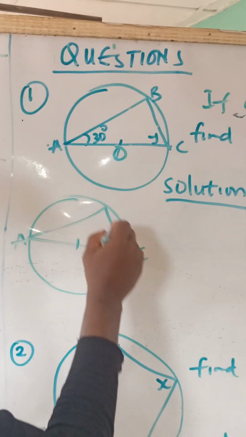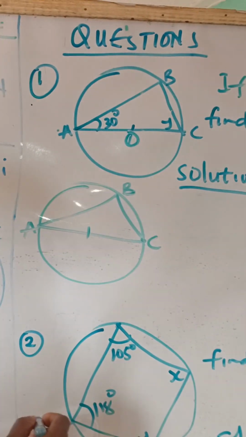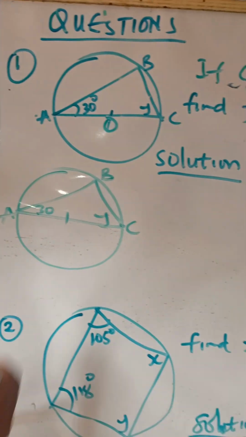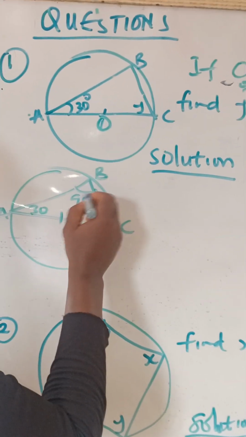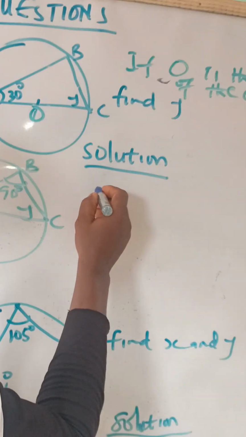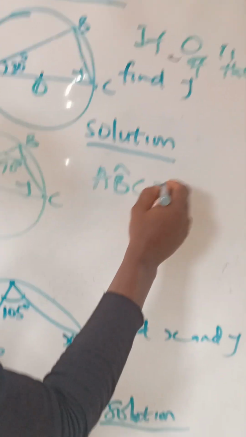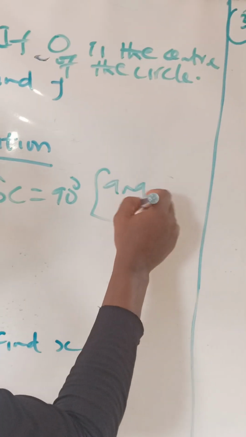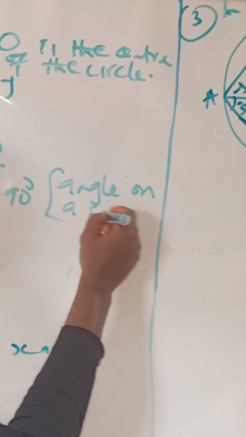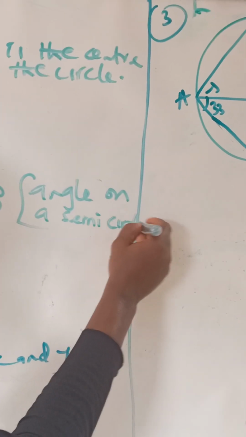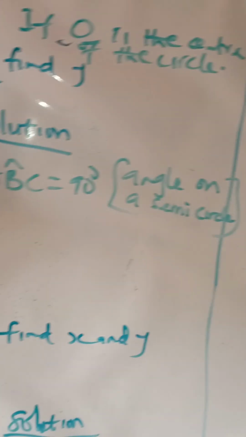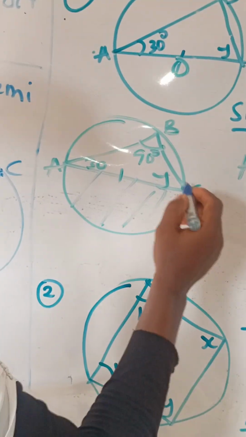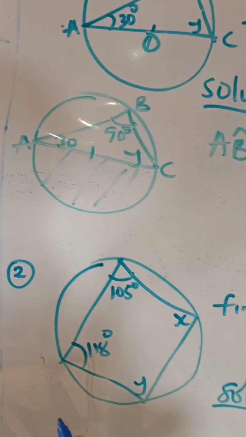And this angle is actually resting on it. Yes or no? This is why this is 90. So this angle B is 90 degrees. You now tell us that angle ABC is 90 degrees. Why? You tell us that it is an angle on a semicircle. It's a semicircle because a semicircle will only occur if you have a diameter meeting up with an arc. So, angle on a semicircle.